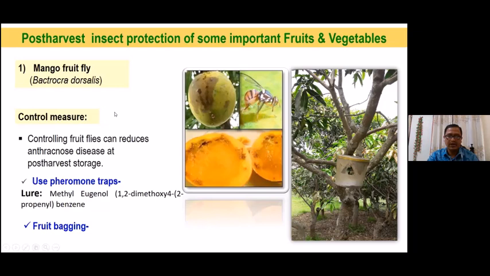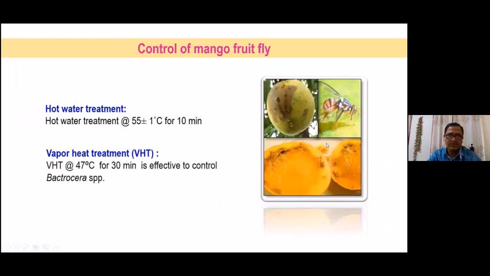This not only controls the fruit fly, but if we can control the fruit fly, that will also help to reduce the post-harvest anthracnose as well as other diseases. So the fruit fly needs to be controlled in the field, and this can be done in two ways. One is pheromone trap use, another is fruit bagging. These two eco-friendly steps can help to eliminate this fruit fly infection. And this is the scenario where we have been using these techniques in our garden here at BAU, Bangladesh Agricultural University. Another treatment could be water treatment and vapor heat treatment.